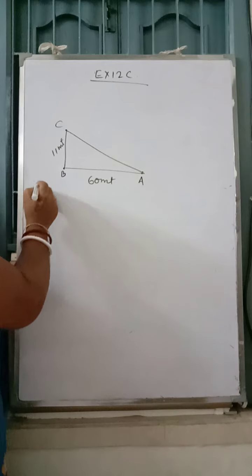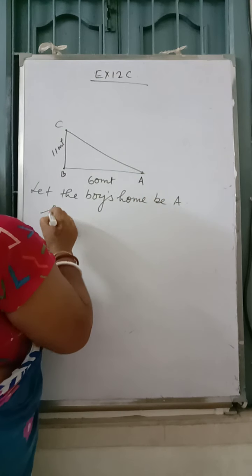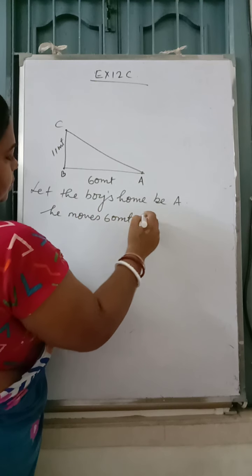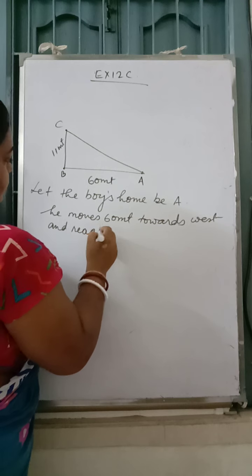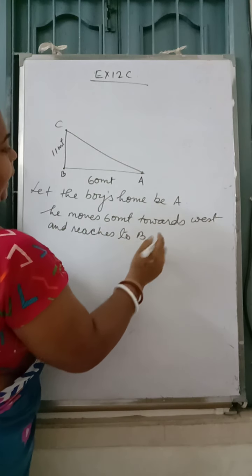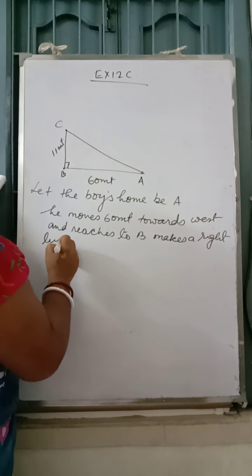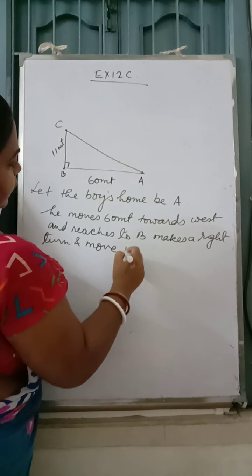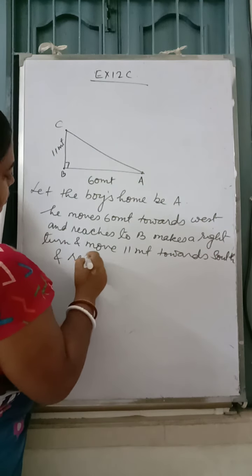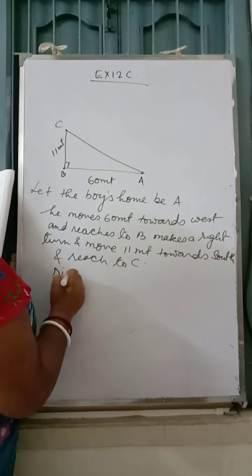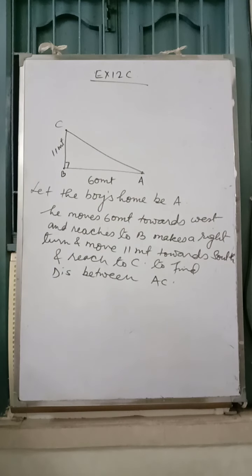So we'll write here, let the boy's home be A. He moves 60 meter towards west and reaches to B, makes a right turn and moves 11 meter towards south and reaches to C. To find the distance between, to find AC, is it? This only we have to find, is it?